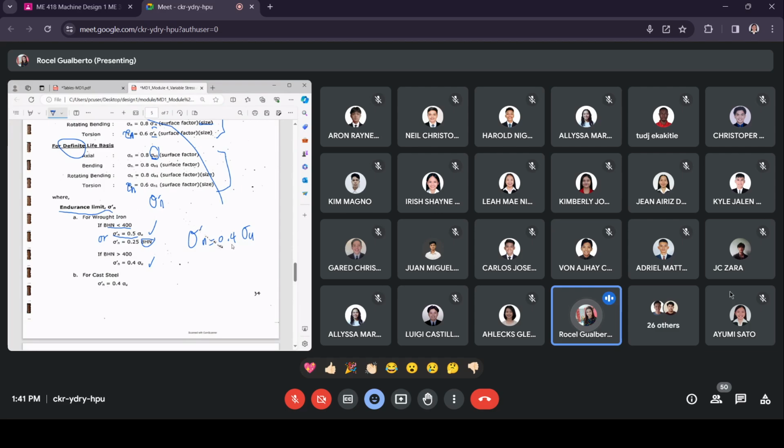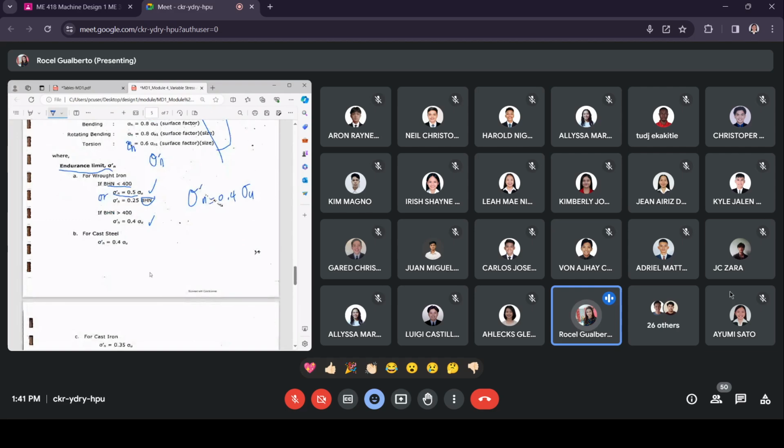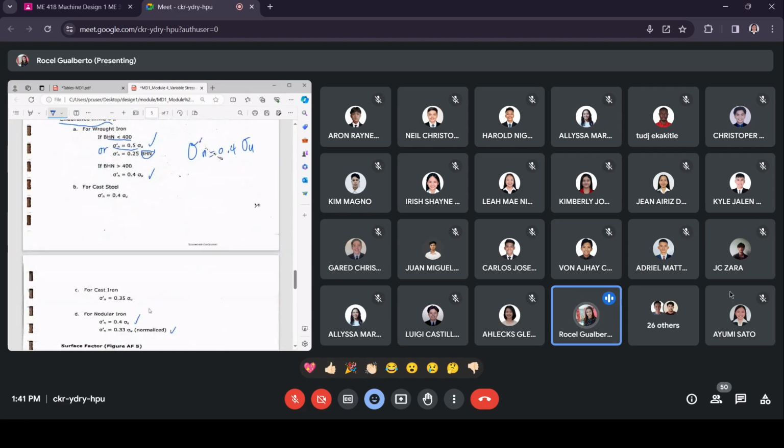Why do we assume to use this value? If you look at the equations for endurance limit, that is the most commonly used one, 0.4 of sigma u. So you can assume to use this value if the classification and the BHN value are not given. Is that clear? Hello?